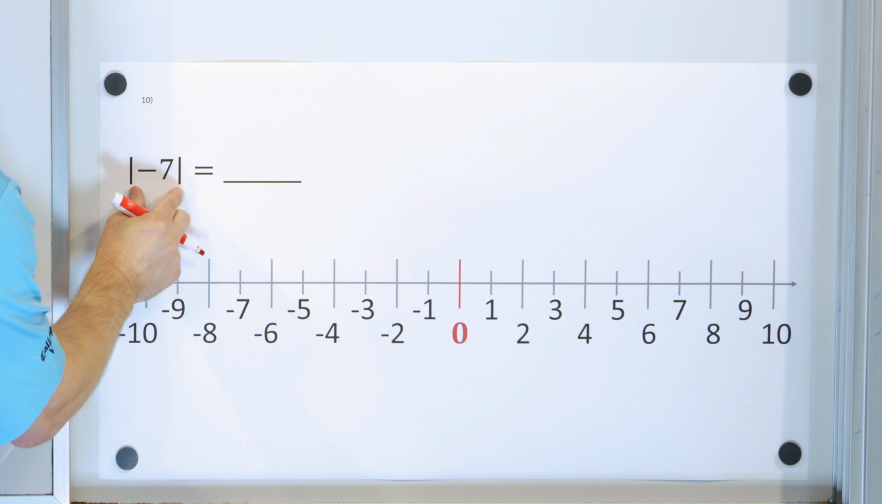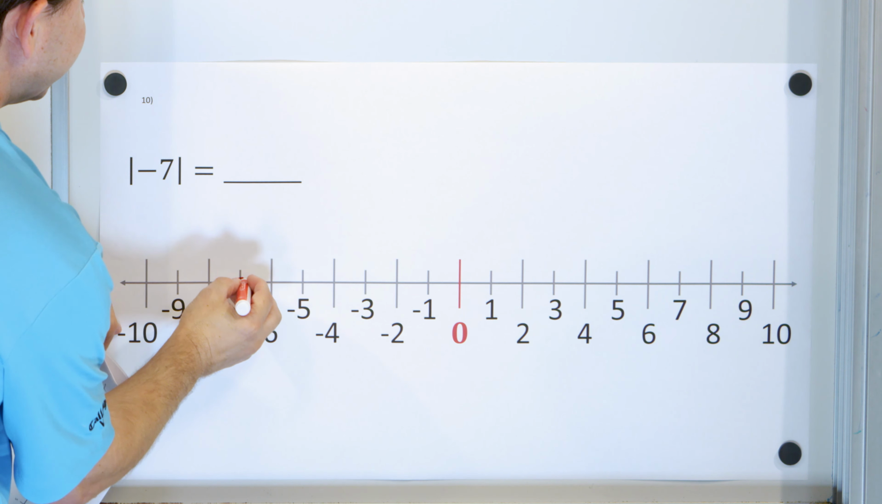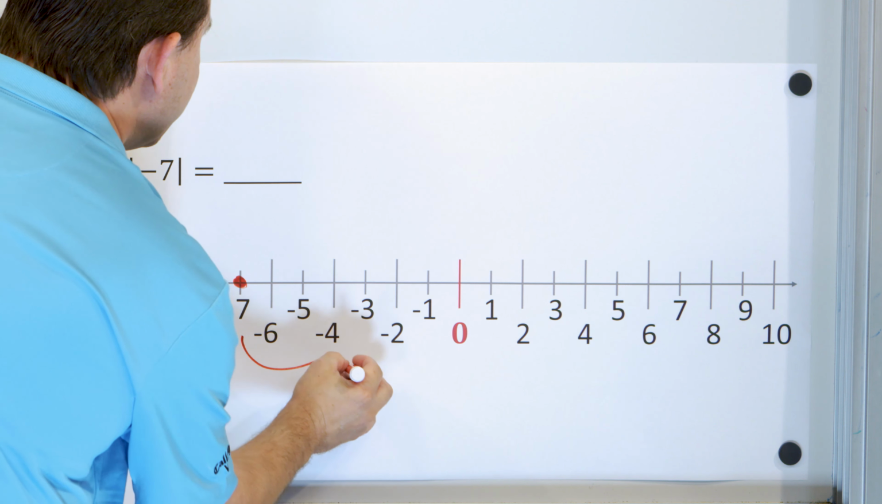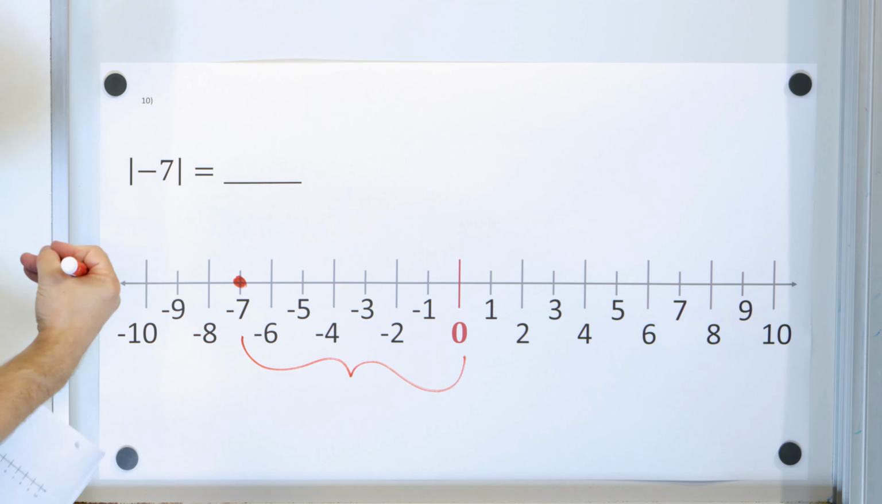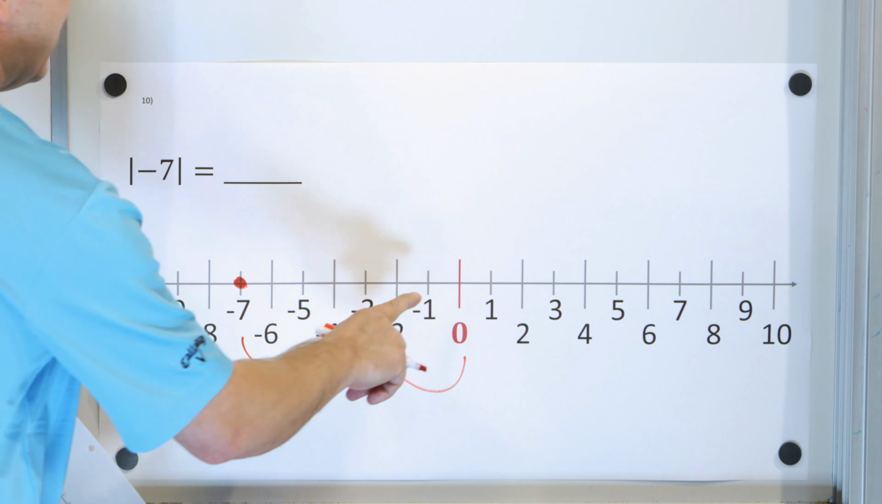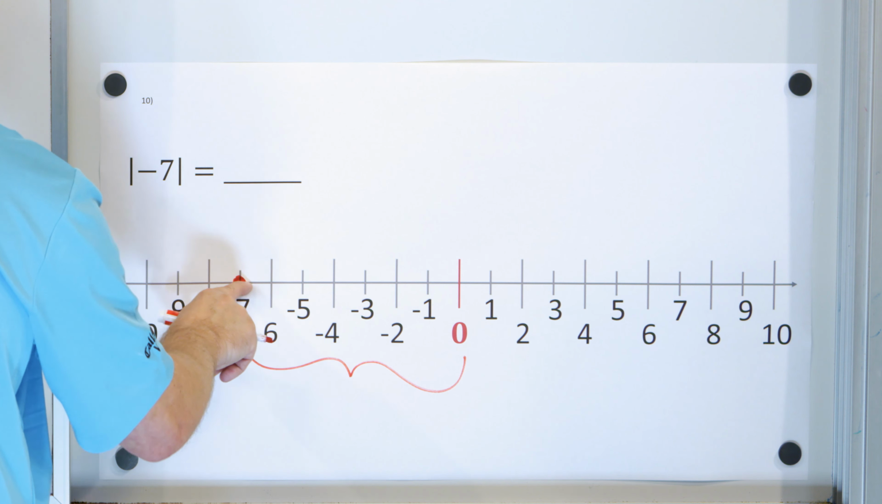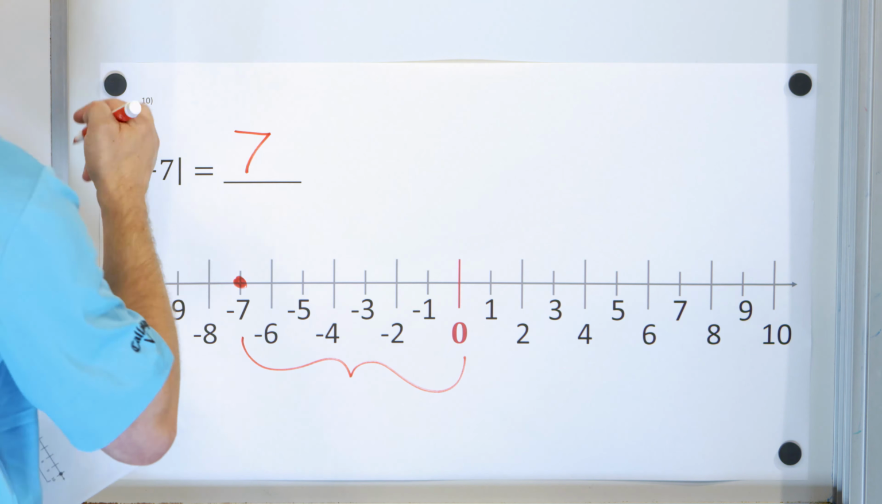And our last problem is absolute value of -7. -7 is here on the number line. When you take the absolute value, you're asking yourself, what is its value independent of its sign? It is 7 distance units away. 1, 2, 3, 4, 5, 6, 7 distance away, so its absolute value is 7.